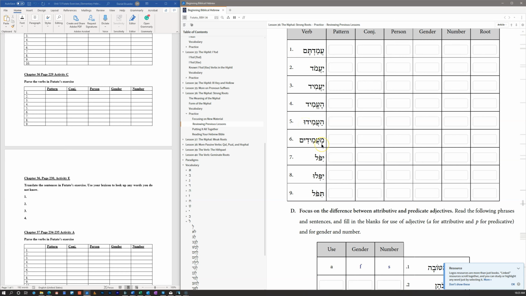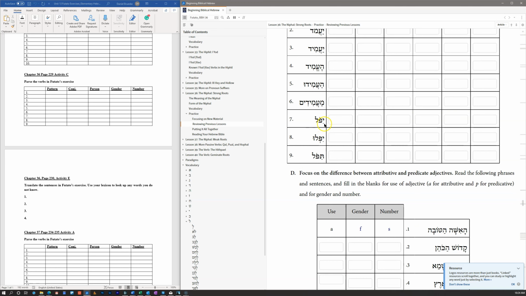And then number 6 here, we've pretty obviously got a participle. We've got the mem prefix, we've got the hirik yod mem suffix. That hirik yod mem suffix tells us this is masculine plural. Now we just have to figure out the pattern. Well, mem patach is indicative of a Niphal pattern. You might say, well, maybe it's just a patach because you've got the hatef patach over here. How do we know it's not cal? Well, cal participles don't have a mem prefix. So this is going to be a Niphal participle masculine plural from amad.